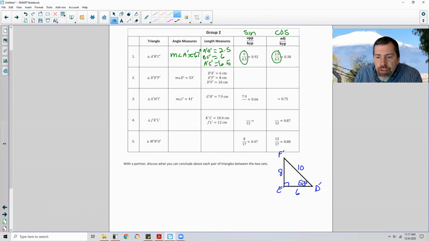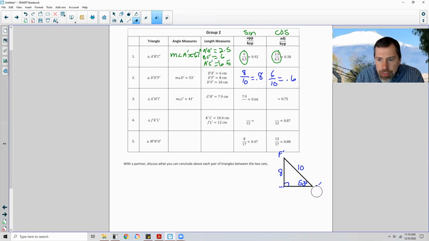And we need to find what else? Nothing. We just have to fill these in. So the opposite of D is 8. And the hypotenuse is 10. And that's going to equal 0.4. Just kidding, 0.8. 8 over 10, 0.8. And then we're going to take adjacent over hypotenuse, and that is going to be 0.6. Okay, so there's that one.